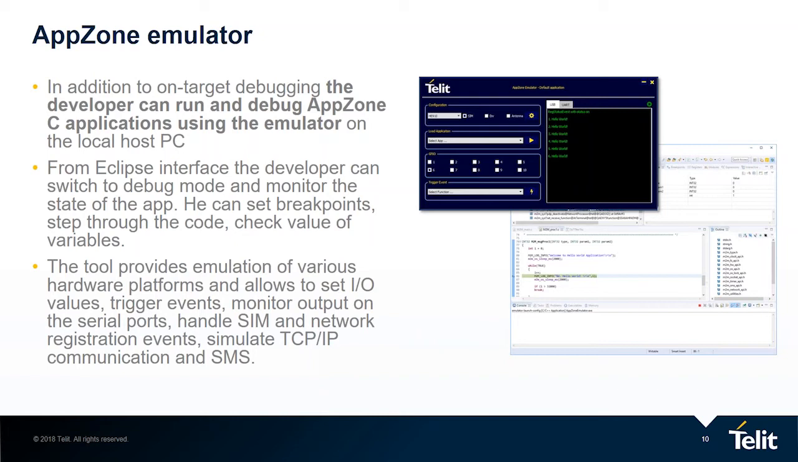This tool allows also to emulate some of the hardware features available in the module. For example, you can simulate GPIOs and set the value of the GPIOs to trigger the specific behavior in your application. You can trigger or monitor events, so you can simulate some network events. You can monitor the output of the serial ports, simulate TCP/IP communication and SMS sending, and some other features.